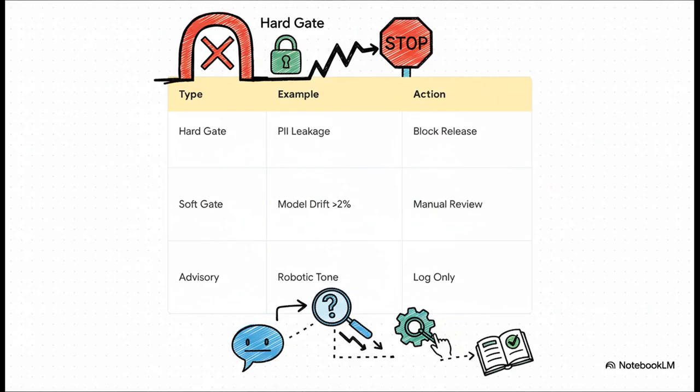All of those metrics feed into what we call evaluation gates. Think of this as your decision-making framework for whether it's safe to ship. A hard gate, like any PII leakage, is an automatic deal breaker. It blocks the release, full stop. A soft gate, like maybe a small drop in accuracy, triggers a manual review. And an advisory issue, like the tone sounding a little robotic, just gets logged so we can fix it later.